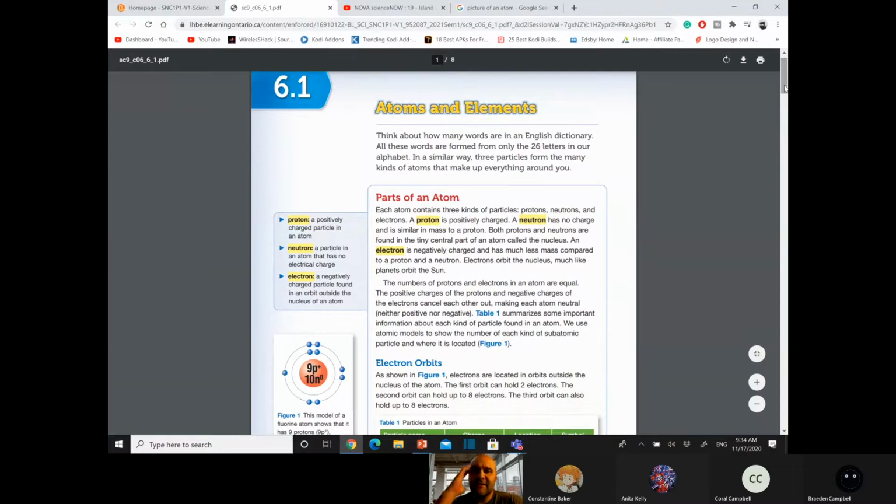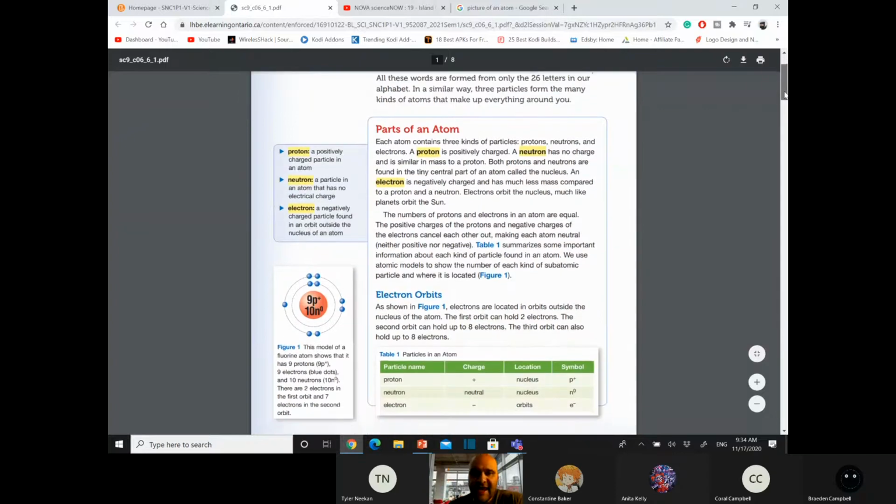Atoms and elements. Think about how many words are in the English dictionary. All of these words were formed from only the 26 letters in our alphabet. In a similar way, 3 particles form the many kinds of atoms that make up everything around you. Parts of the atom. Each atom contains 3 kinds of particles: protons, neutrons, and electrons.